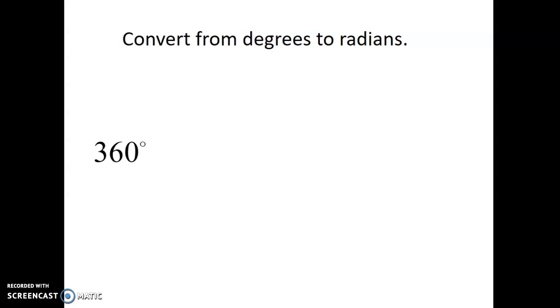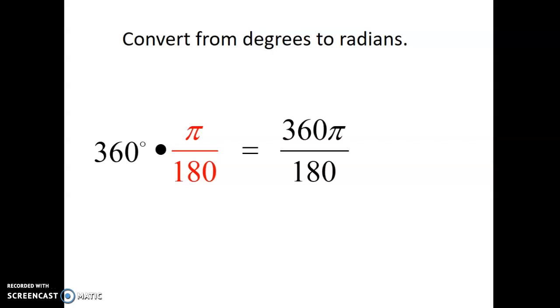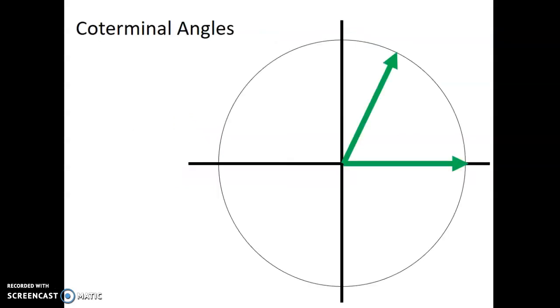Our conversion is multiply by pi over 180. You have 360 over 180. You reduce the fraction, and you'll end up with 2 pi. So rather than add or subtract 360 degrees to radians, which doesn't make sense, we're going to add or subtract 2 pi to our radian measures to find the other coterminal angles. This is how it works.